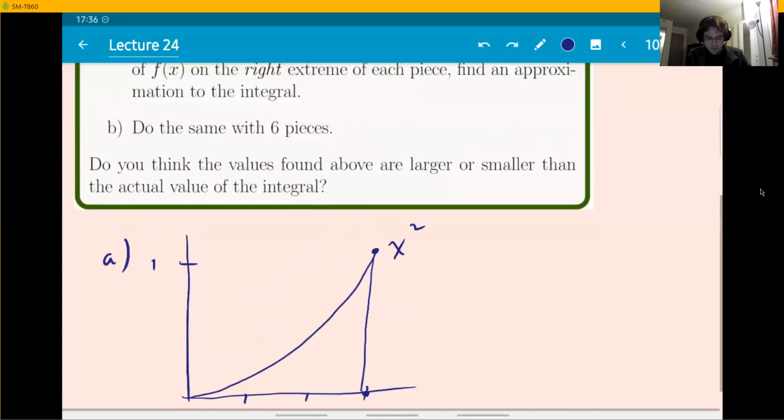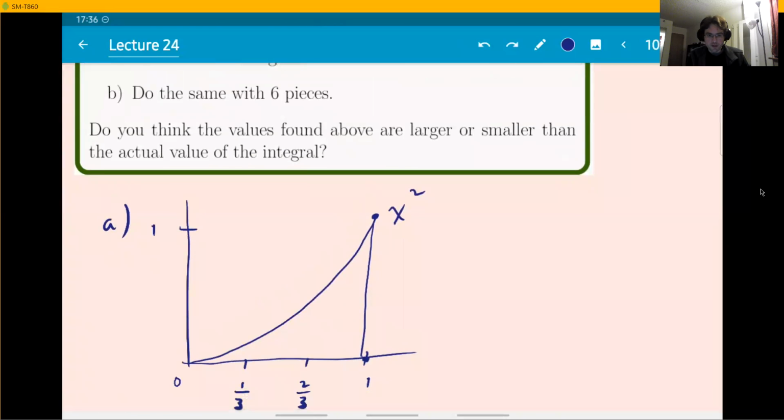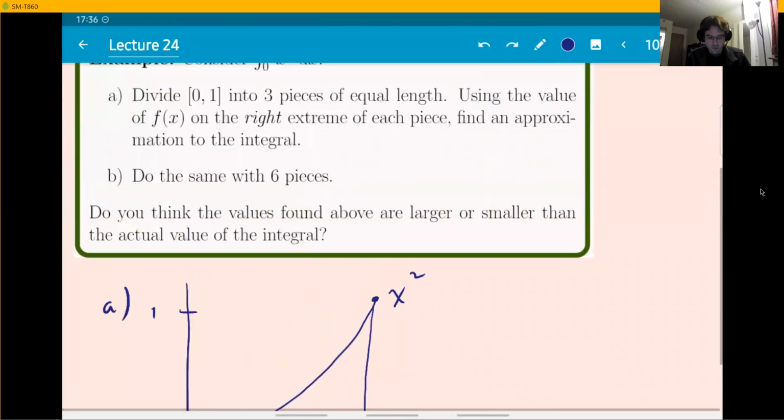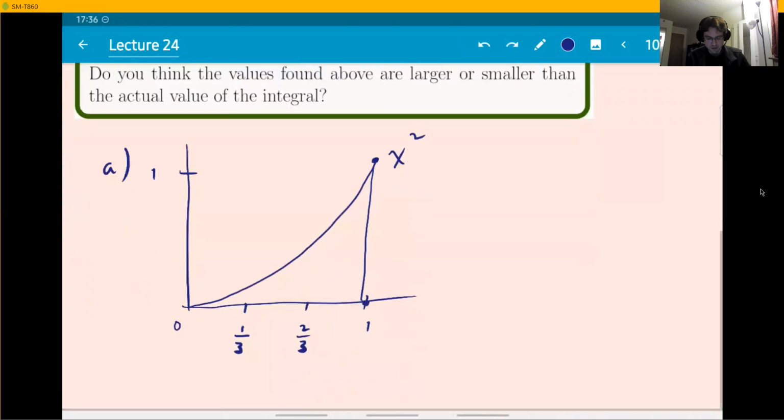Now, consider that above each one of these pieces, there's going to be a rectangle whose height is determined by the function. This problem is all about the right extreme of each piece. What they mean is that, for example, when you're looking at the piece in the middle here, let's say between 1/3 and 2/3, you're going to look at the value of f of 2/3, this value, to give you the height of a rectangle. So this rectangle is the one that you're going to consider in that piece. So you do this for all pieces.